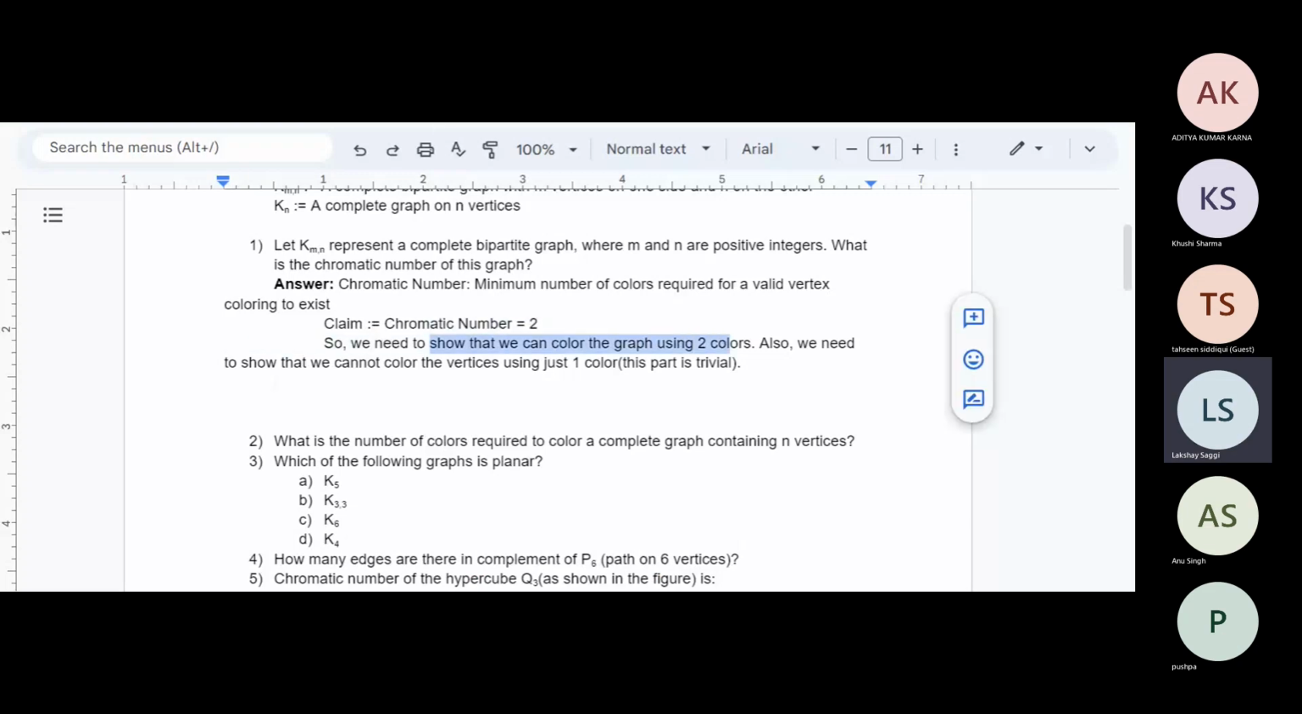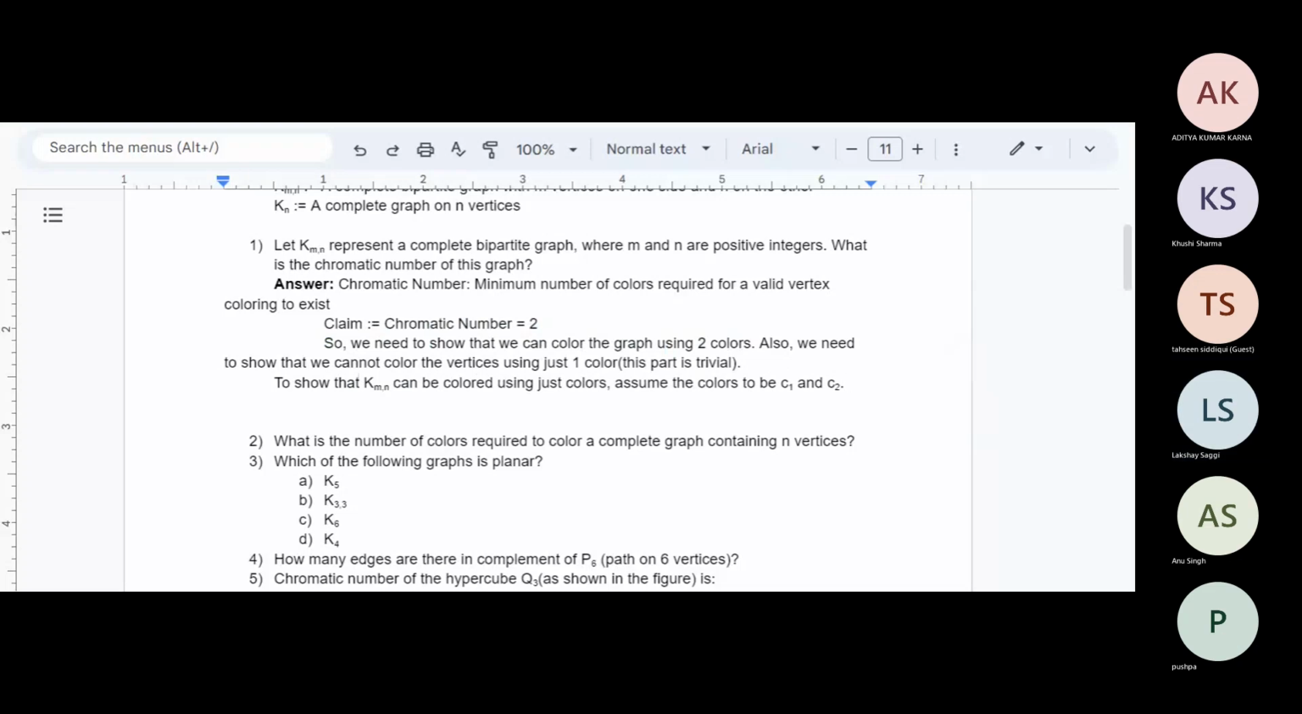So basically, what we need to show is that we can color the graph using just two colors. To show this is not too difficult, since K_{m,n} can be colored using just two colors. Assume the colors to be, let's say, C1 and C2. Oh yeah, Khushi is writing in the chat, and Khushi, what you have written is correct. I'll say the same thing over here. So we need to show that K_{m,n} can be colored using just two colors. We'll assume the two colors to be C1 and C2.